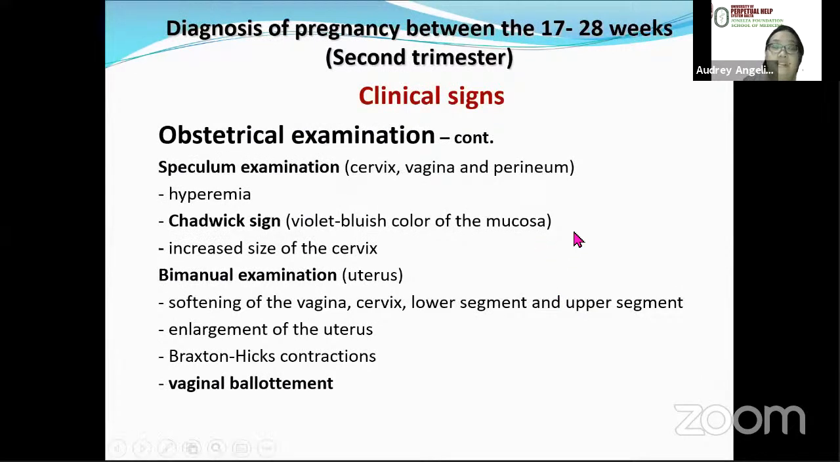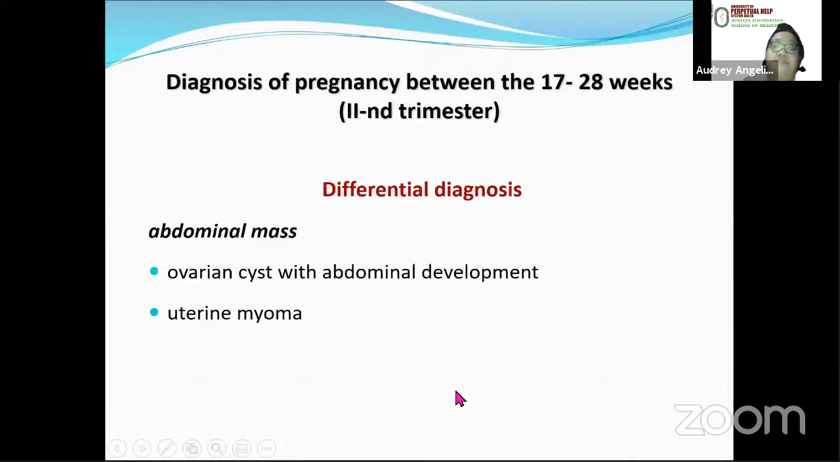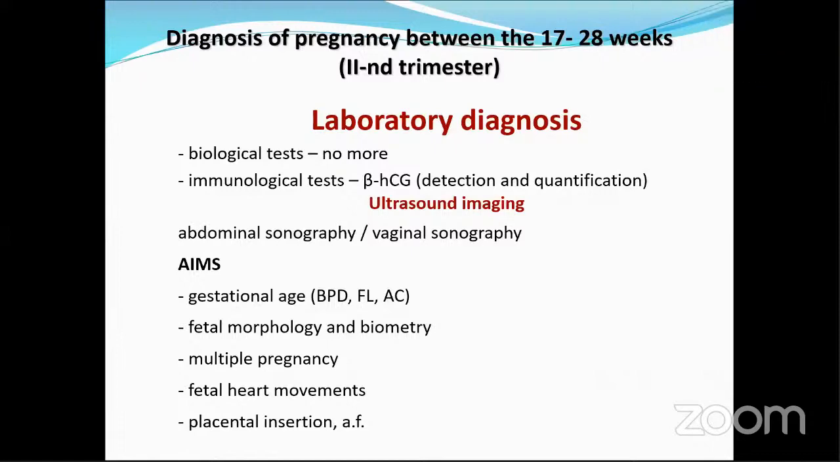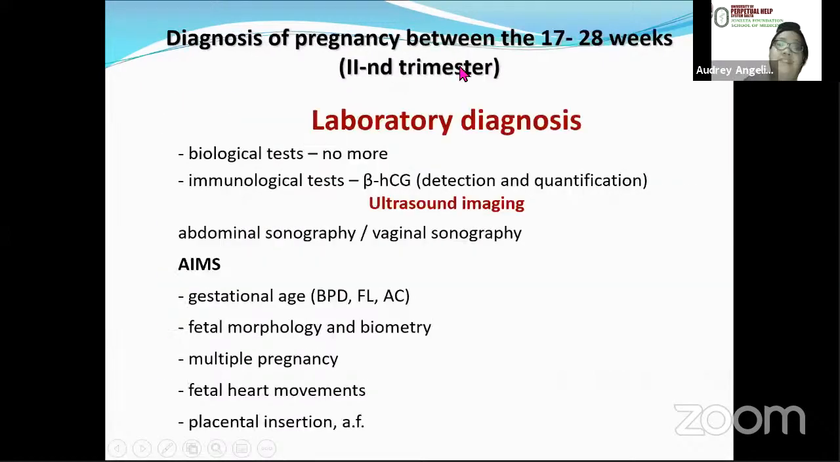Okay? So you will still see the bluish discoloration, Chadwick sign, in the second trimester, and you could start doing your bimanual examination on the uterus. You would see the enlargement, etc. Still, the differential would be an abdominal mass. No more HCG, because by the second trimester, what happens to your beta HCG? It decreases. It would have decreased, so it would not be diagnostic anymore. What is done is your abdominal sonography.